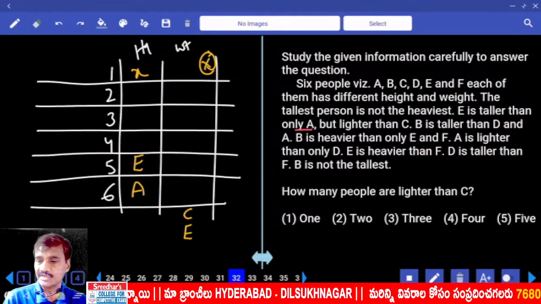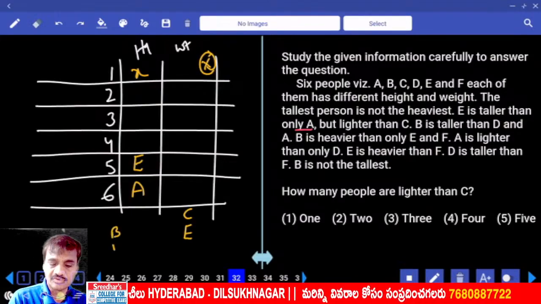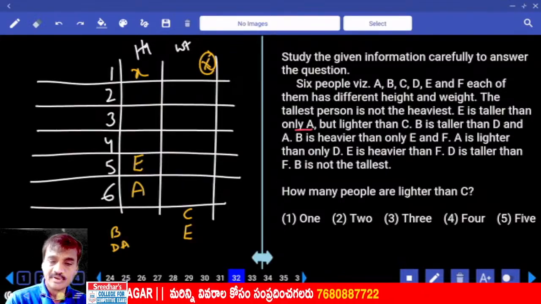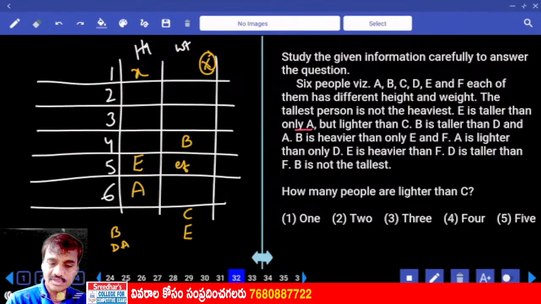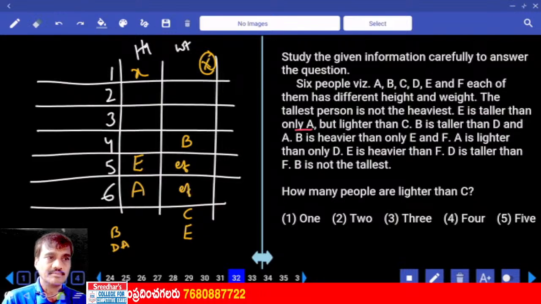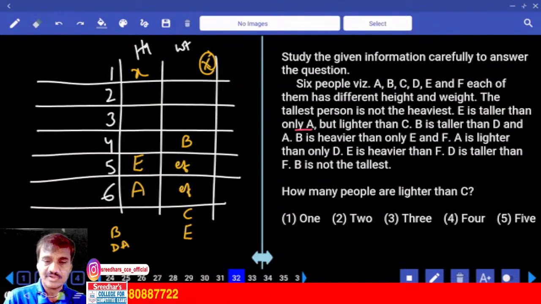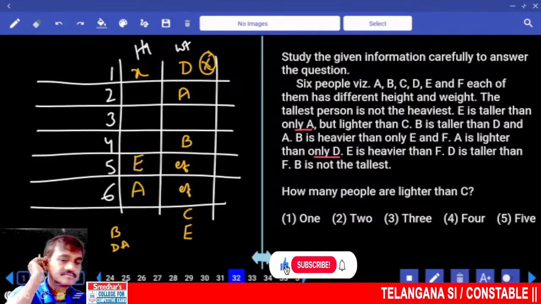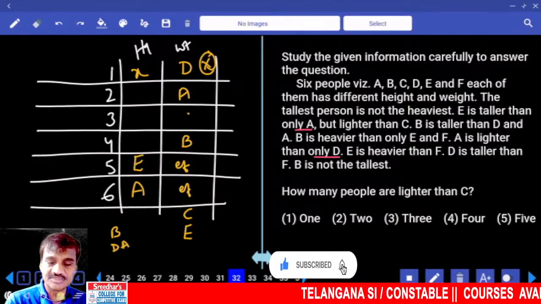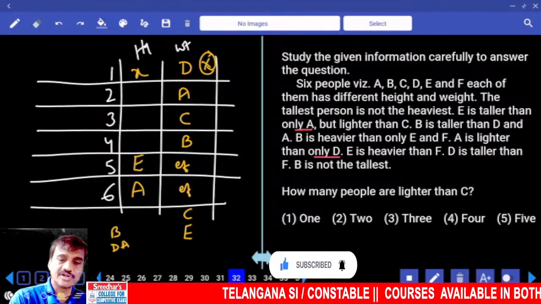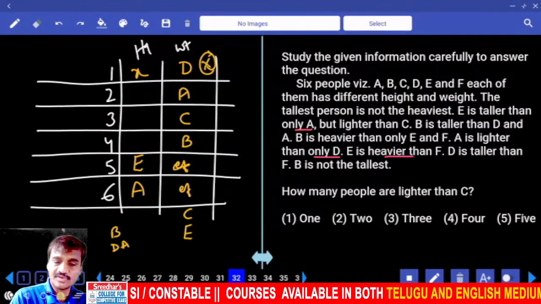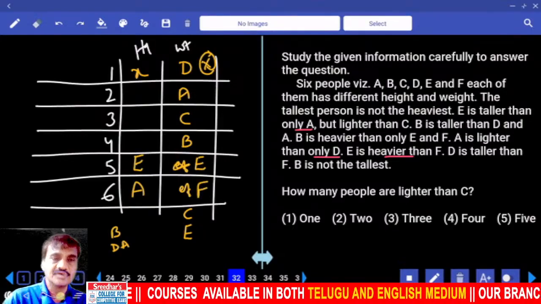B is taller than both D and A. And B is heavier than only E and F. Then B is heavier than only 2 people, E and F, and C must be ahead of this one. A is lighter than only D. If A is lighter than only D, then C must be here. You cannot have D at this place. And E is heavier than F.